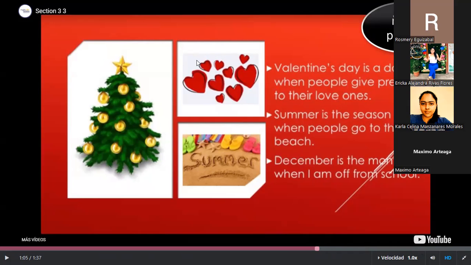Si ustedes observan en cada una de estas oraciones, nosotros estamos brindando información sobre lo que se realiza en cada uno de los días, ¿sí? En el Valentine's Day, ¿qué decimos del Valentine's Day? Bueno, que las personas se obsequian o se dan regalos a sus seres más queridos, ¿ok? Luego del summer, ¿qué hablamos del summer? Que las personas generalmente van a la playa, como dice ahí. Okay. De diciembre, decimos que es un mes donde salimos de la escuela. Si nosotros hablamos del Mother's Day, ¿qué podríamos decir del Mother's Day?